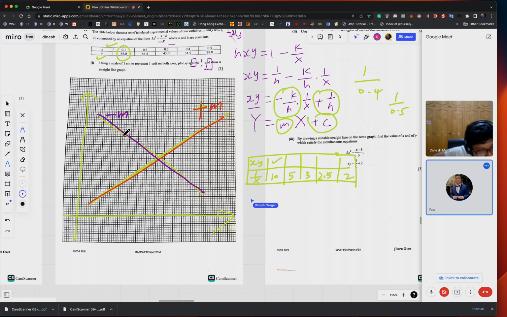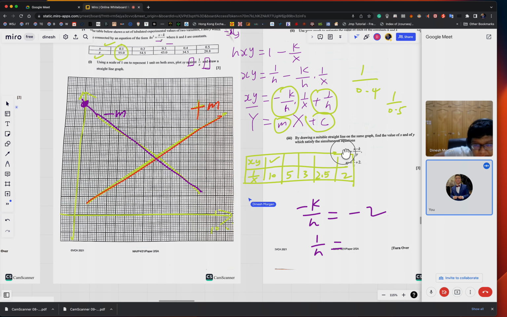Let's say the gradient is -2, and then 1 over h is your y-intercept, so just find out the y-intercept. You understand? Yeah, that's how you do this kind of question. Very simple. Okay?